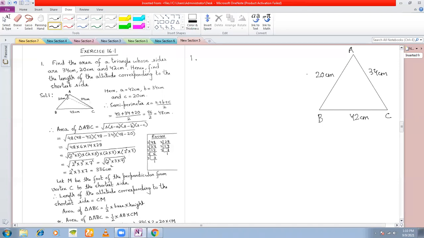So if you see, AB is c, right? So c is equal to 20 centimeters. BC we normally take as a, so a is 42, and this is equal to b. So here a is equal to 42 centimeters, b is equal to 34 centimeters, and c is equal to 20 centimeters. Okay, so first find out the semi-perimeter.